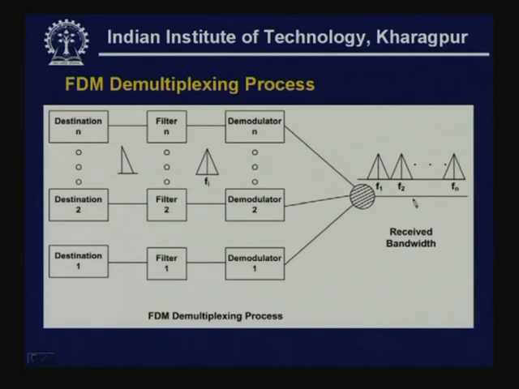These signals are received, and then with the help of the demodulator they are separated out, and the demodulator separates out each of these signal carriers F1, F2, Fn. So here you get different frequency bands. For example, here the carrier frequency F1 is filtered, here the carrier frequency F2 is filtered, and here the carrier frequency Fn is filtered. So they are filtered out, and then they are sent to different destinations.